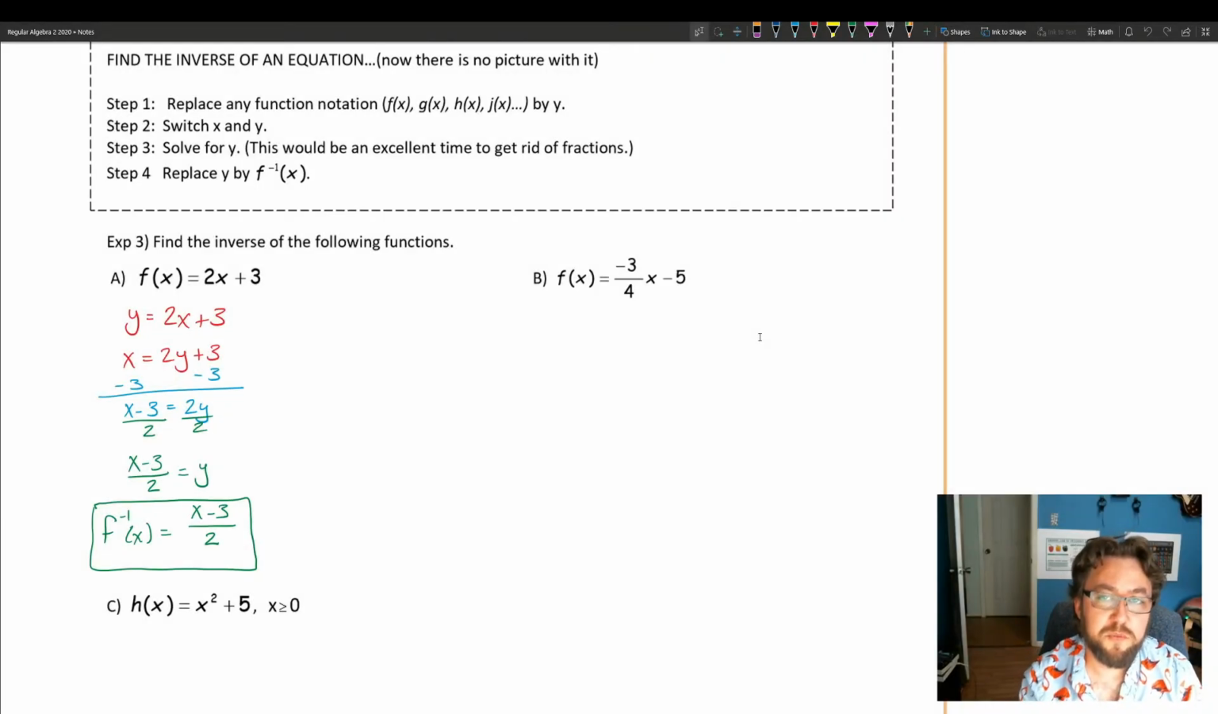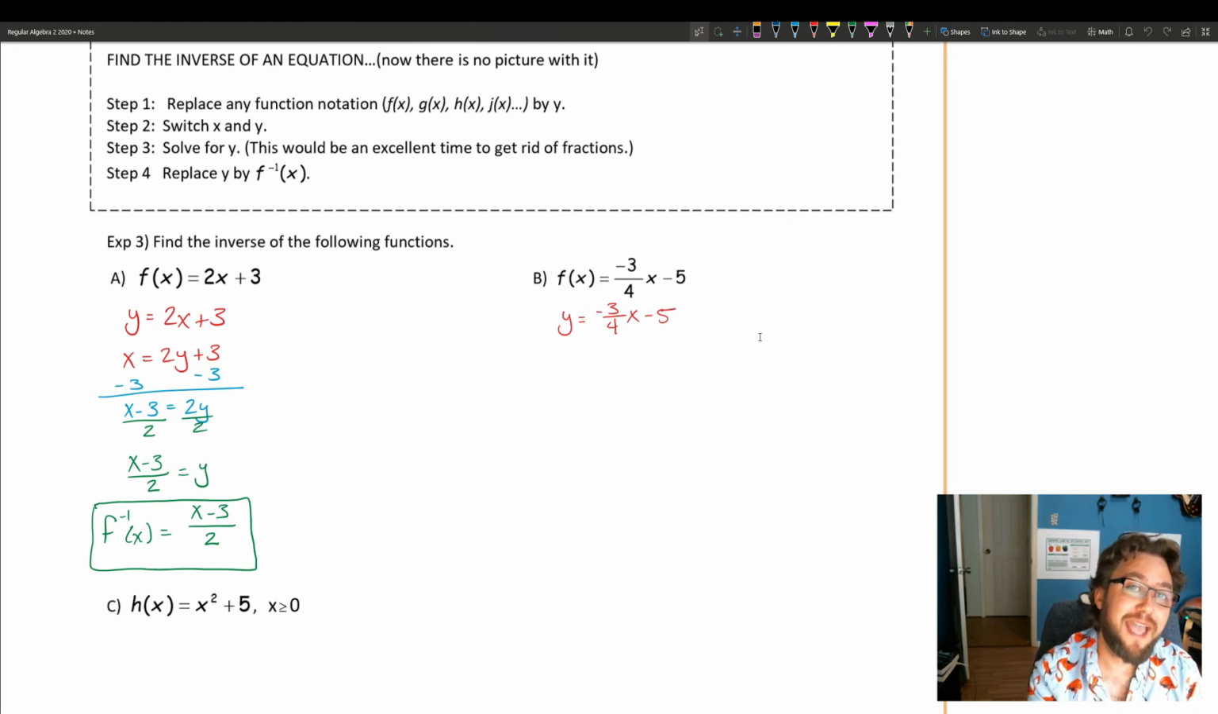All right, so let's take a look at this problem. What we're going to do, just like before, is start off by changing the f of x to a y equal. So y equals negative 3/4 x minus 5. What I want to do here is now swap the x and the y. So x equals negative 3/4 y minus 5.